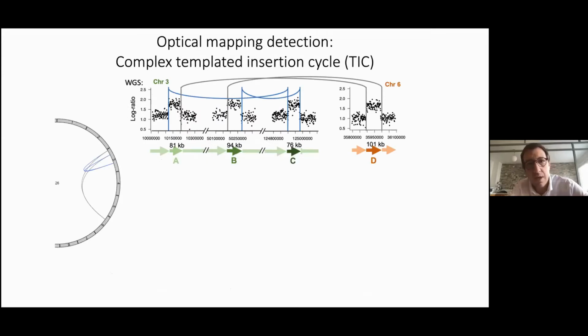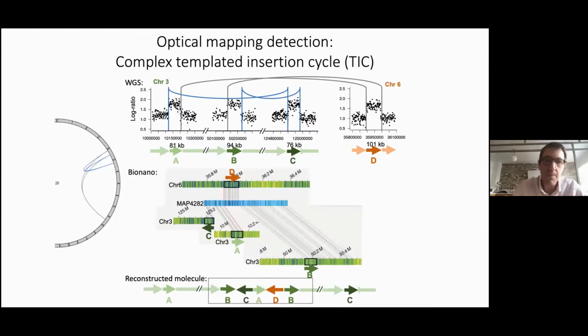Finally, we could reconstruct very complex events involving several segments, like this one involving 3 segments on chromosome 3 and 1 segment on chromosome 6. With Bionano, we could unambiguously identify the complex event that involves the insertion of segments C, A, and D in the middle of 2 copies of segment B located on chromosome 3.